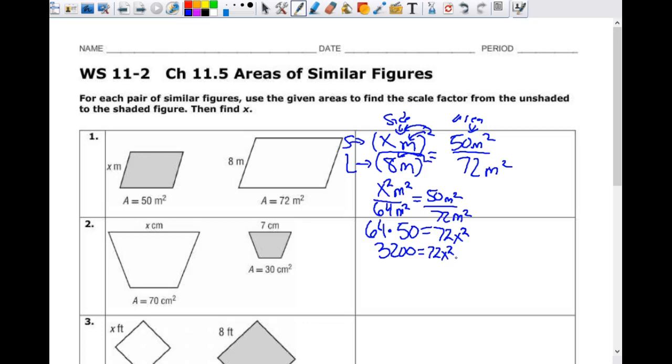What's the next step? What are we going to divide by? 72. Cancels out here. This ends up being 44.4 is equal to x squared. Are we looking for x squared or are we looking for x? You don't divide by x, you take the square root. That's going to be 6.7 meters is equal to x.